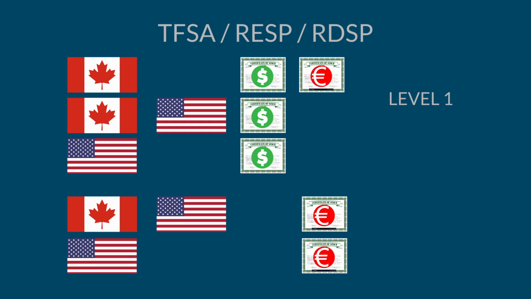Now, in this case here, this is probably the worst case scenario. You're going to have both taxes apply. First of all, you're going to have that level 1 tax that applies into the US ETF, and then you're going to have this level 2 that applies as well.